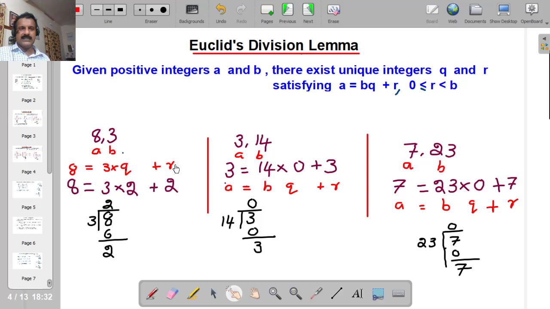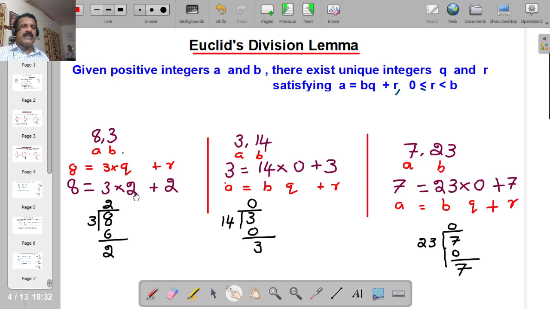And r can take values 0, 1 and 2. r can take only 3 values. We have found that this equality holds when q is equal to 2 and r is equal to 2. So 8 can be expressed as 3 times 2 plus 2. 3 times 2 is 6, 6 plus 2 is 8. So the equality holds. So we get a value for q and we get a value for r.